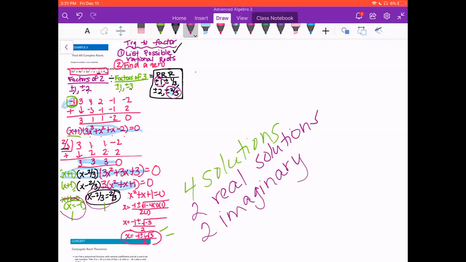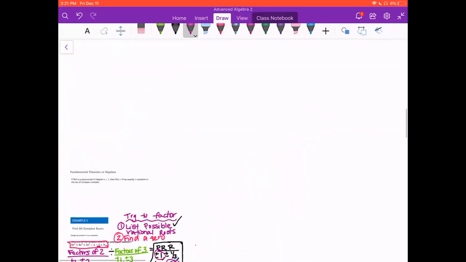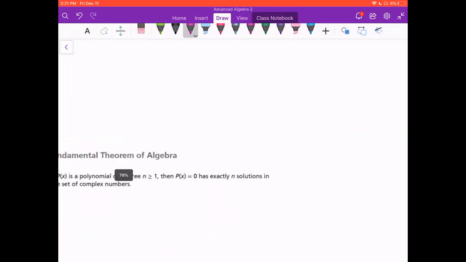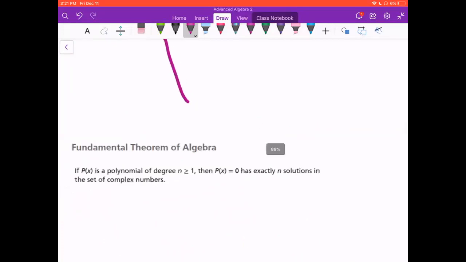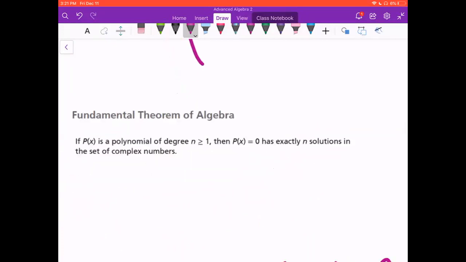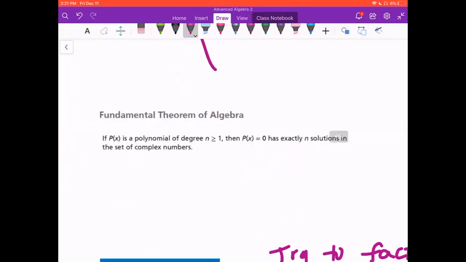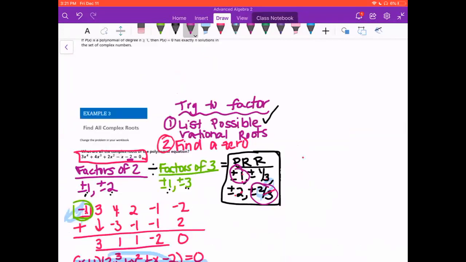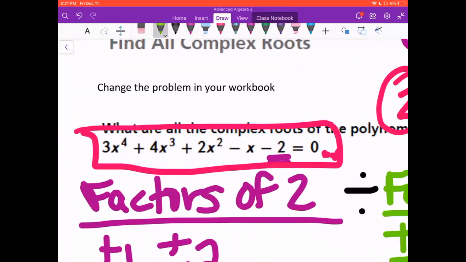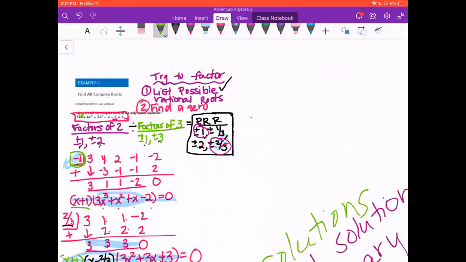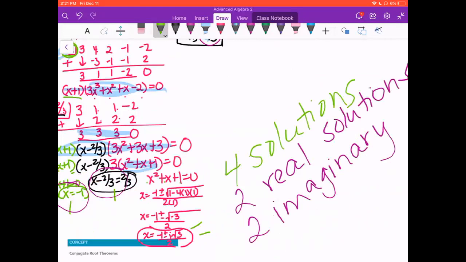Which brings me to the point of the fundamental theorem of algebra. Here it is. It says, if a polynomial has a degree of n greater than or equal to 1, then when you set that polynomial equal to 0, it has n solutions. So here's a tip. This is really handy when you're solving. The degree of this polynomial is 4. So whatever that degree is, that's how many solutions you have when you set it equal to 0. So look, 4 solutions, and now we had 4 solutions.